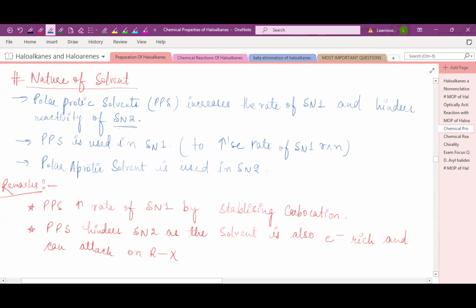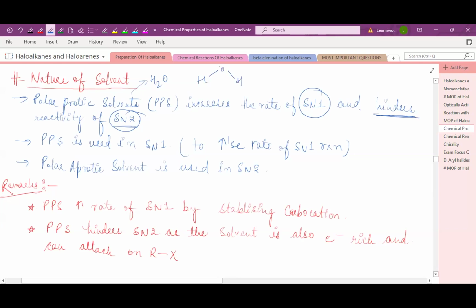So what does the polar protic solvent do? It increases the rate of SN1 reaction, unimolecular nucleophilic substitution, and it hinders the reactivity of SN2 reaction. Right? And the best example of polar protic solvent is water. You can see here there is a bond between H and O in H2O. You can see there is an electronegativity difference.